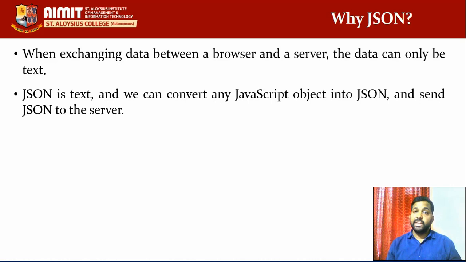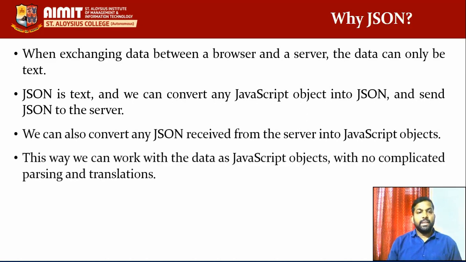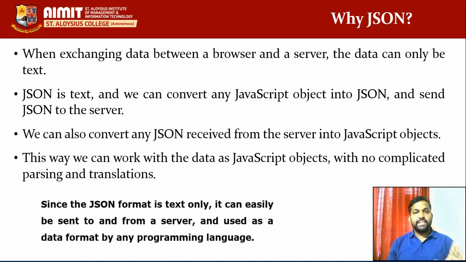We can convert any JavaScript object to JSON format and send it to the server. In the same way, in reverse, I can get it back from the server and put it into JavaScript objects in our program. This way we can work with data as JavaScript objects with no complicated parsing or translations. To summarize, JSON is text, so it can easily be sent to and from the server and used as a data format by any programming language. In this case, I'm going to use Java.